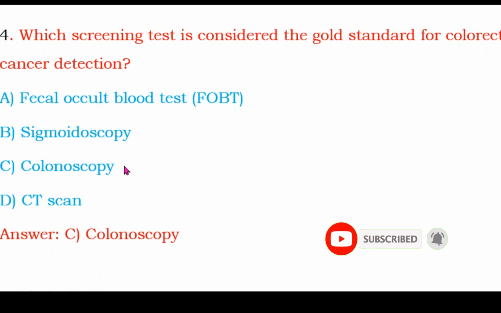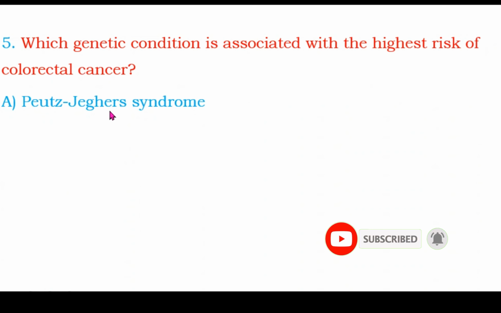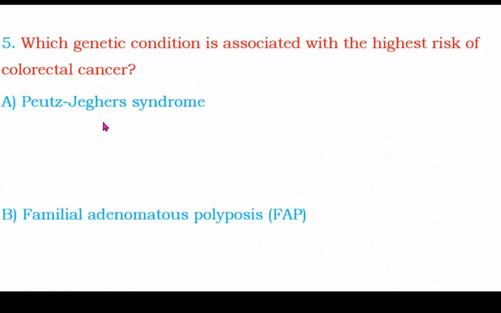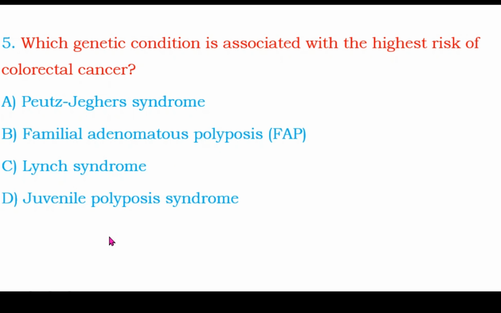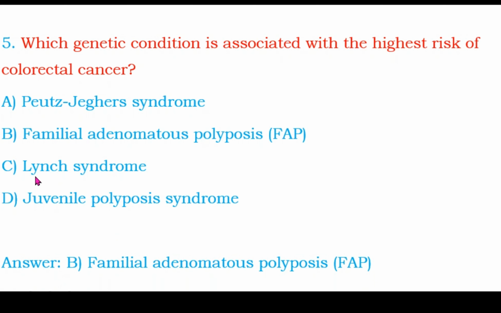5. Which genetic condition is associated with the highest risk of colorectal cancer? A. Peutz-Jeghers syndrome. B. Familial adenomatous polyposis, FAP. C. Lynch syndrome. D. Juvenile polyposis syndrome. Answer B. Familial adenomatous polyposis, FAP. Explanation. FAP is caused by a mutation in the APC gene and leads to hundreds to thousands of polyps, with nearly 100% risk of developing colorectal cancer if untreated.